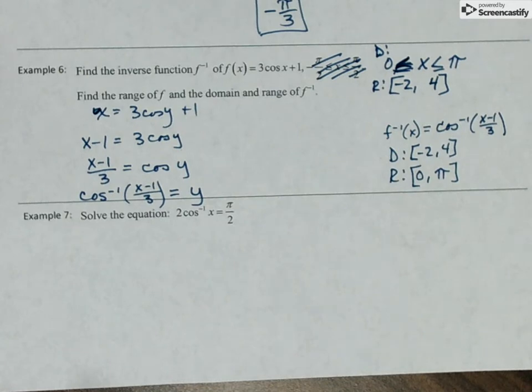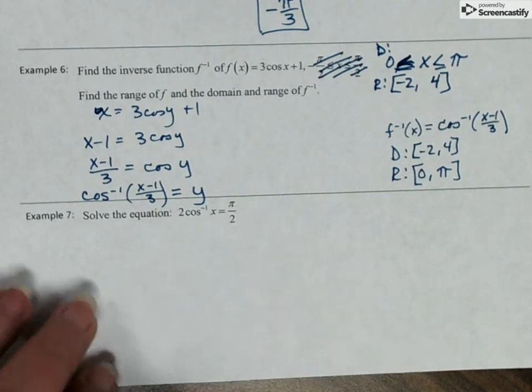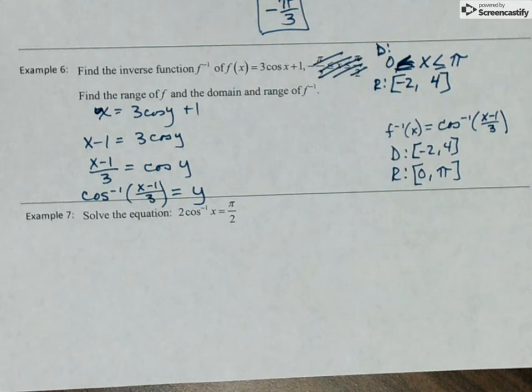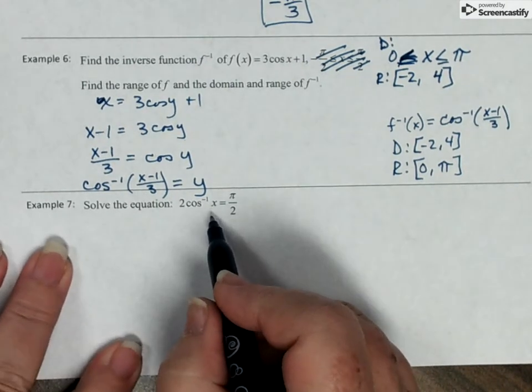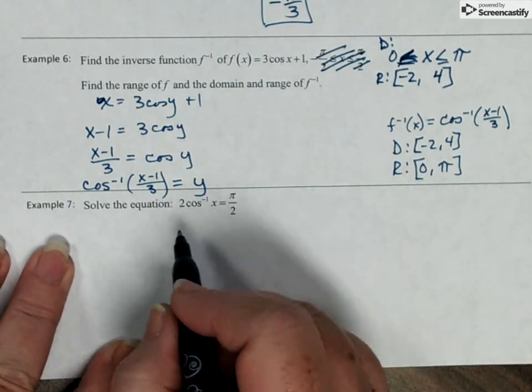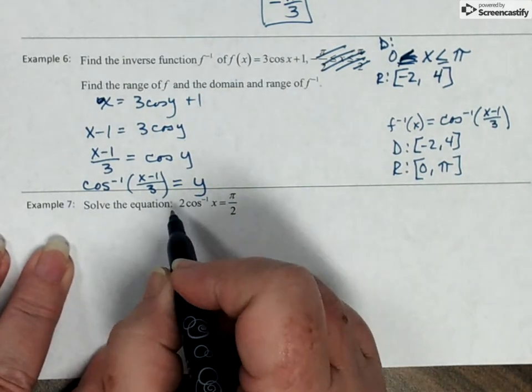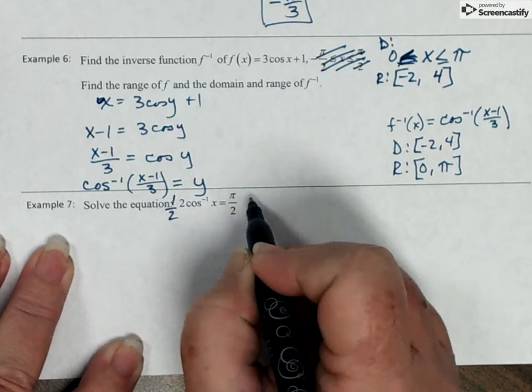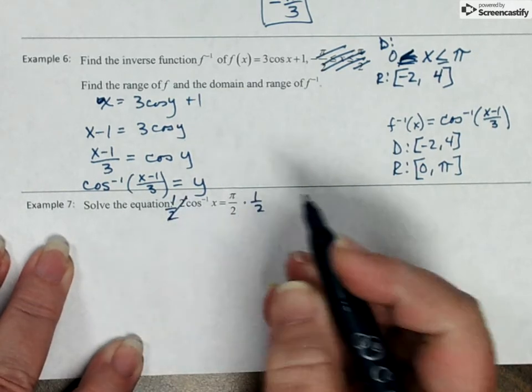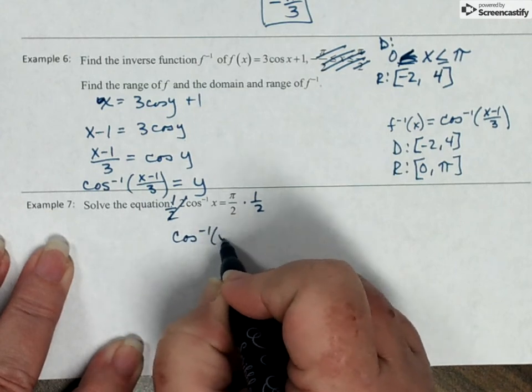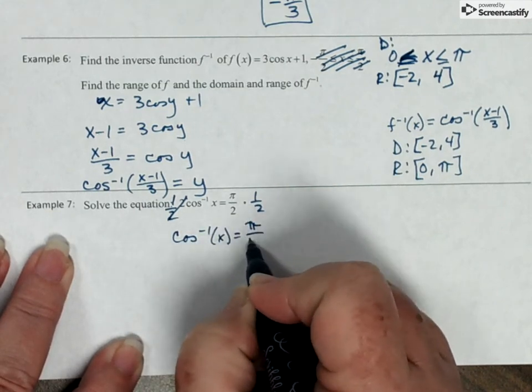Last problem. What if I asked you to solve this problem for x? What am I looking for? I'm looking for a cosine value that would have an inverse cosine times 2 equal to pi over 2, equal to angle pi over 2. So I'm going to isolate x. First step, divide by 2. Now dividing by 2 when you have a fraction can get messy. So I'm going to multiply both sides by 1/2. That would cancel, leaving me inverse cosine of x equals pi over 4.